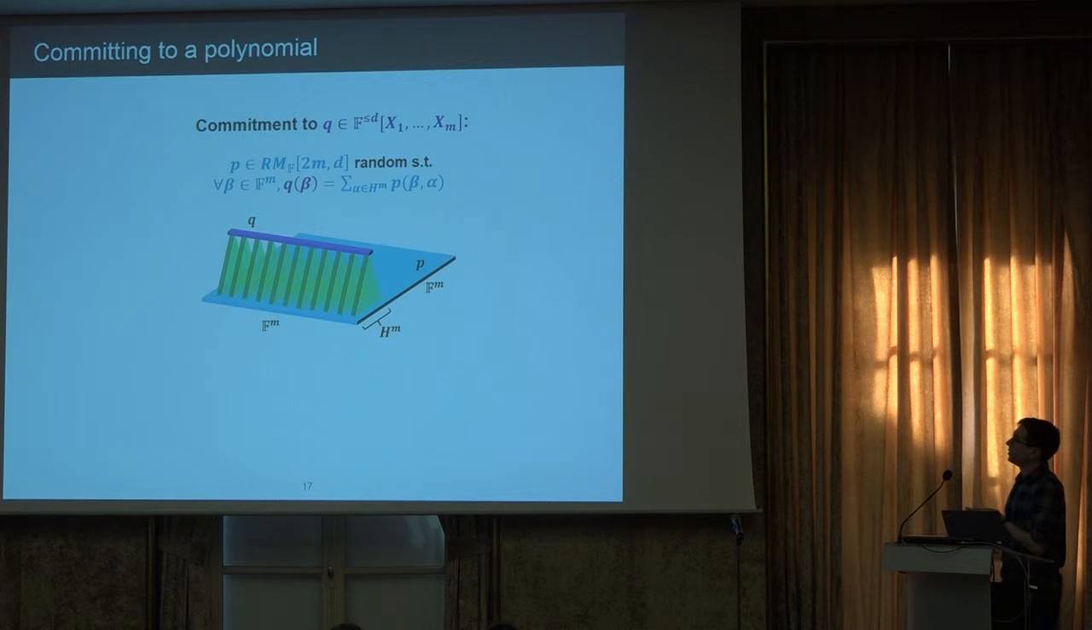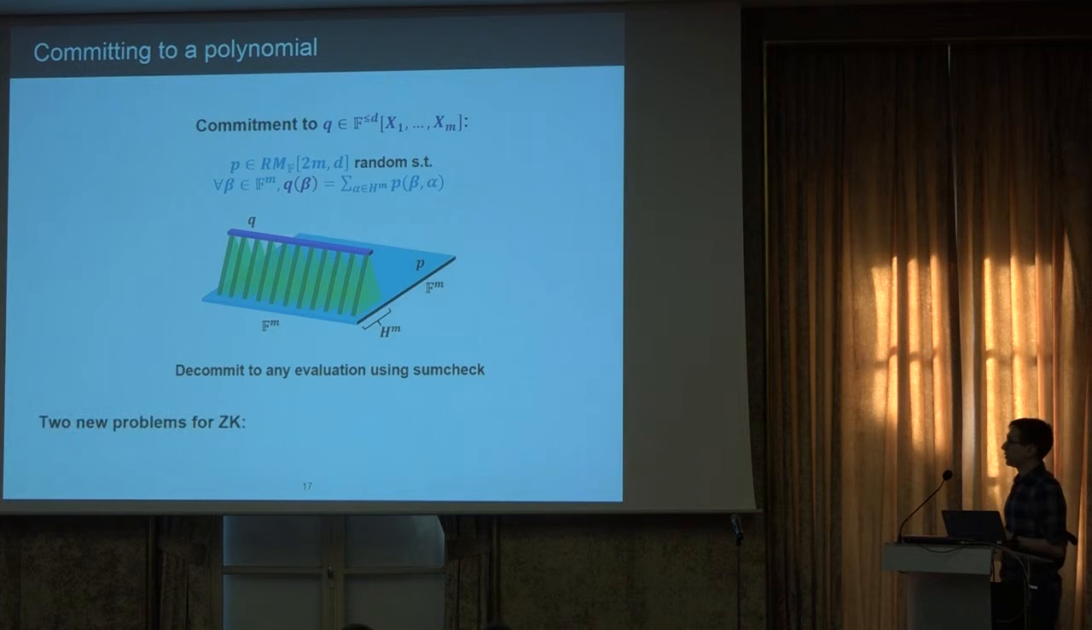And so what this means is that now I have a way to represent a polynomial q using a bigger polynomial p, such that I can decommit to anything in q. And I can decommit to any evaluation using the sum check protocol again, right? Because I can just say, I look at the restriction of p to where I set the first m variables to be beta, and this is q of beta, and then I can just decommit to q of beta via the sum check protocol.